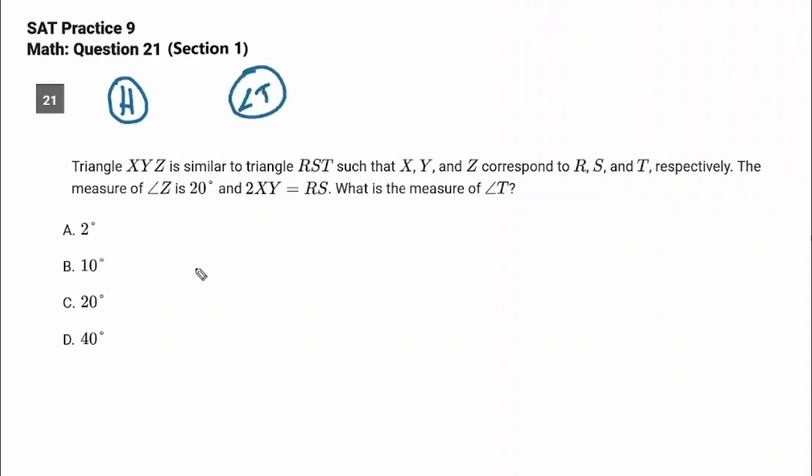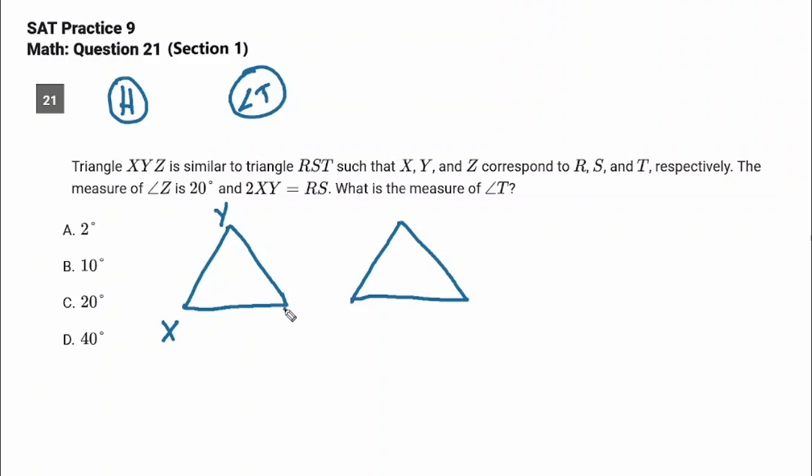All right, guys, where are these figures? They're not here. It does not say these triangles are right triangles or anything, so just draw triangles like you would in second grade. It says that X, Y, and Z correspond to R, S, and T. That means they're in the same places, so it doesn't matter where they go as long as you put them in the same places. It says angle Z is 20 degrees, all right?